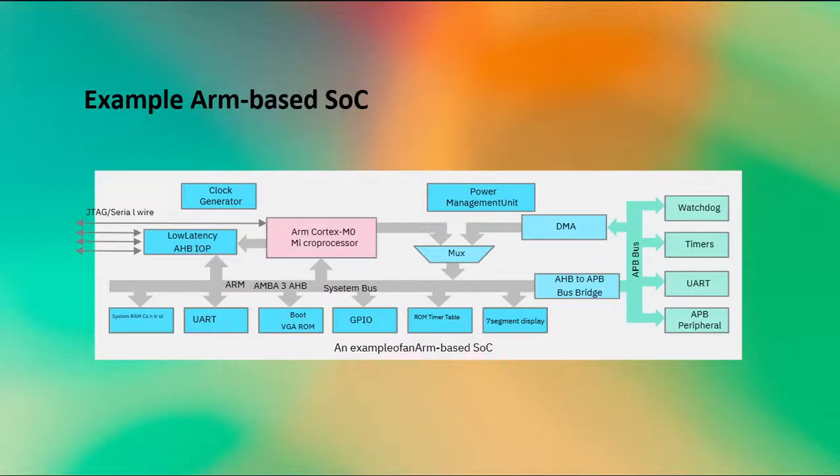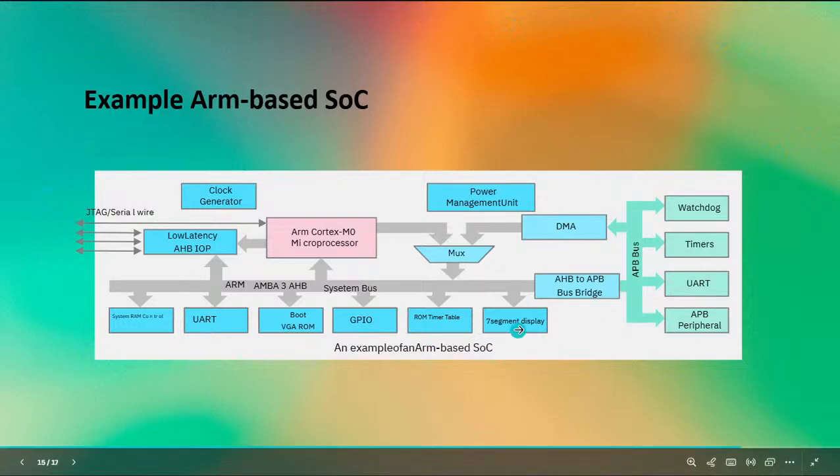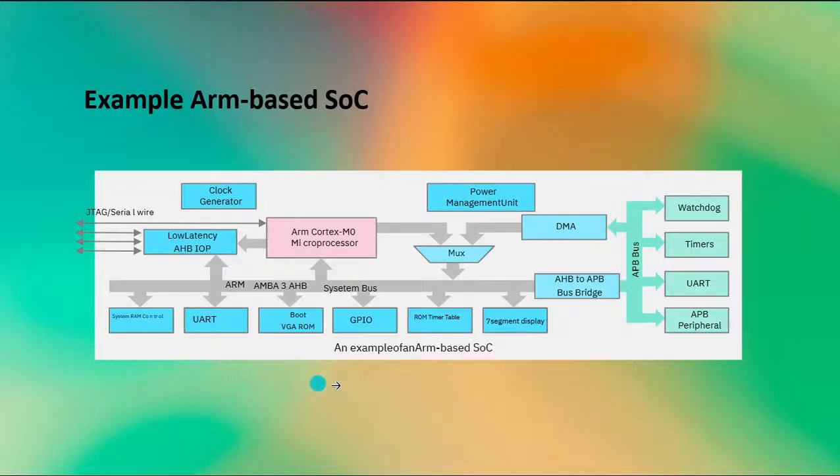These protocols are mainly used for communicating between the blocks inside the chip. For example, this is an ARM-based SoC, a system on chip. This is one chip. It has an ARM Cortex-M0, which is a processor core, and then a power management block, clock generator, and UART. You can see this bus communication uses the AMBA protocol, AHB. By using the AMBA protocols like AHB, APB, and AXI, we can make communication between the blocks inside the chip.